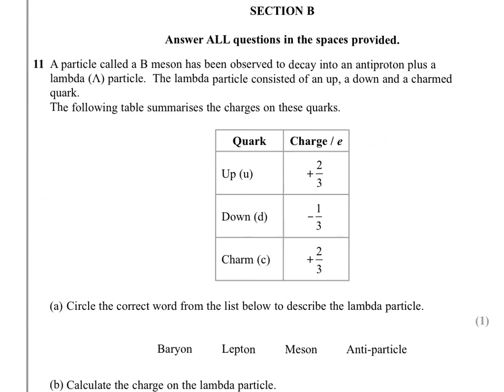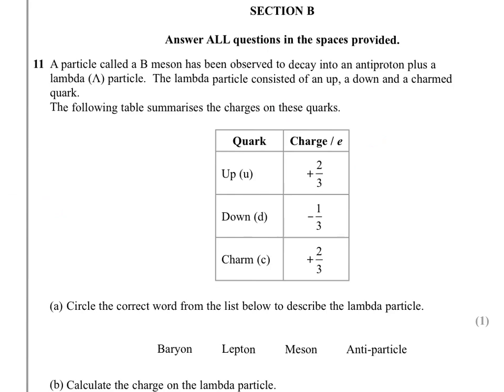Okay, section B then. Question 11. A particle called a B meson has been observed to decay into an antiproton plus a lambda particle. The lambda particle consisted of an up, a down, and a charm quark. The following table summarizes the charges on these quarks. Circle the correct word from the list below to describe the lambda particle.